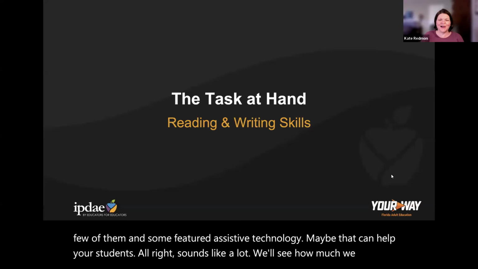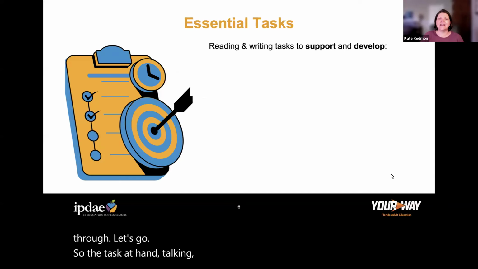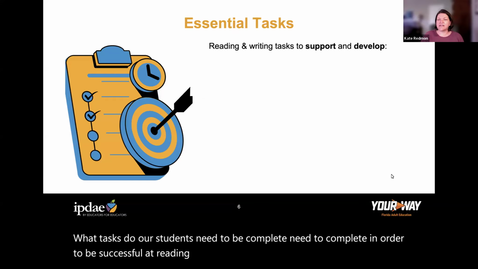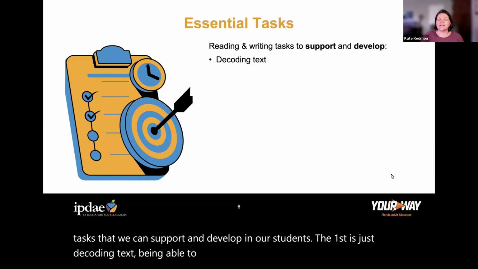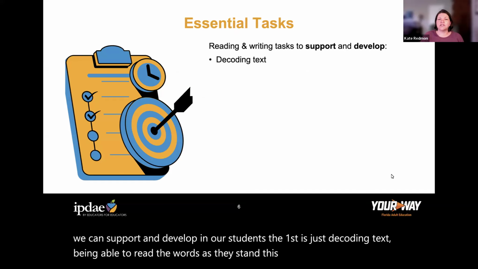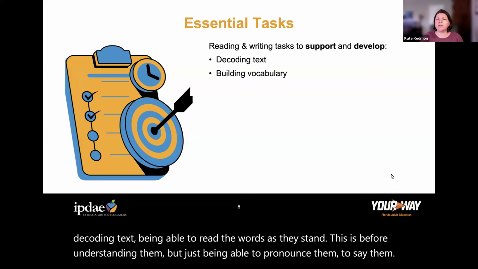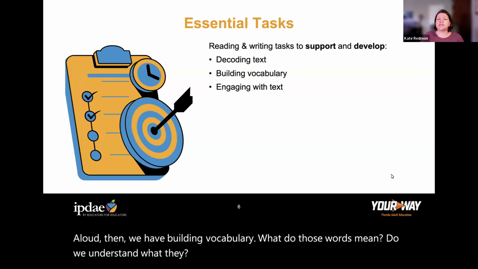Let's go. So the task at hand, talking reading and writing skills. What tasks do our students need to complete in order to be successful at reading and writing? Well, here's some of the tasks that we can support and develop in our students. The first is just decoding text, being able to read the words as they stand. This is before understanding them, but just being able to pronounce them, to say them aloud. Then we have building vocabulary. What do those words mean? Do we understand what they represent?